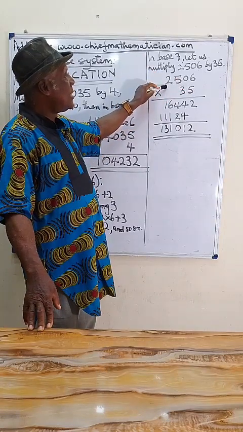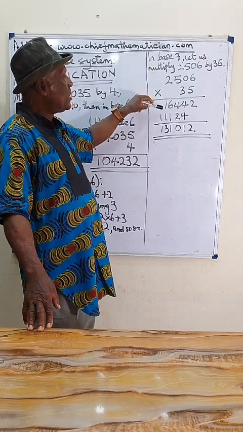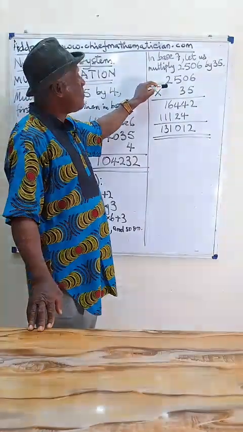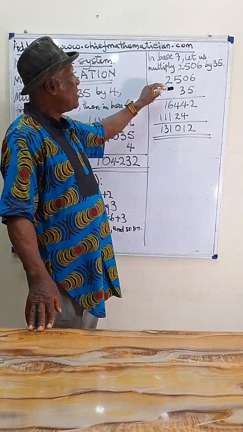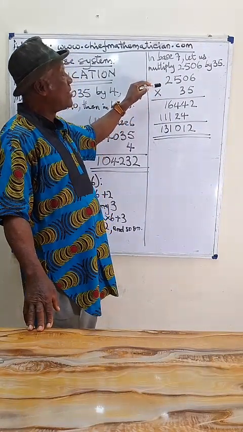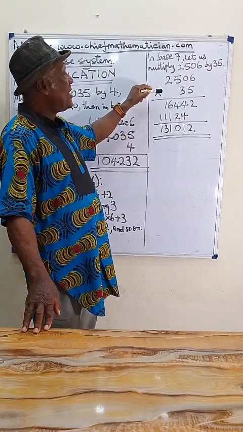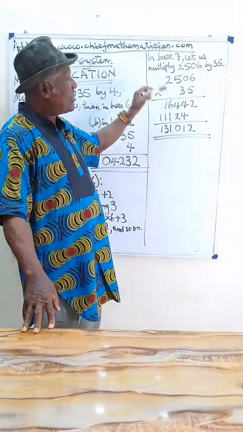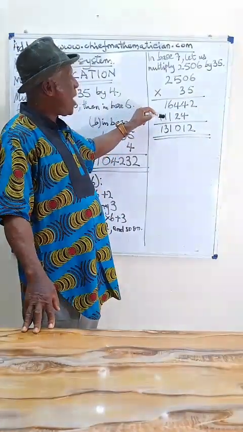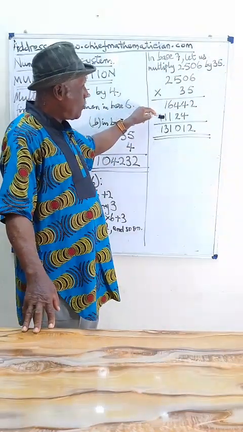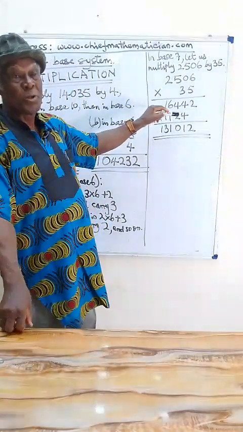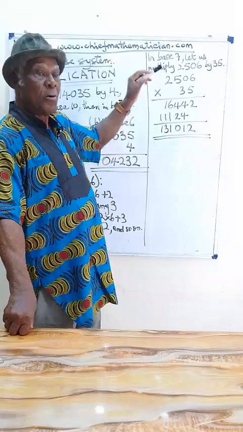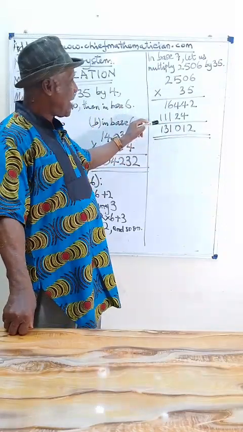3 times 2 is 6. Plus the 2 you carried, you get 8. Let's look at it again. We carried 2. 3 times 2 is 6. Plus the 2 you carried, you get 8. Now 8 in base 7 is 1 times 7 and 1 unit. Please take note. In base 7, 8 is 1, 1. 1 bundle of 7 and 1 unit.